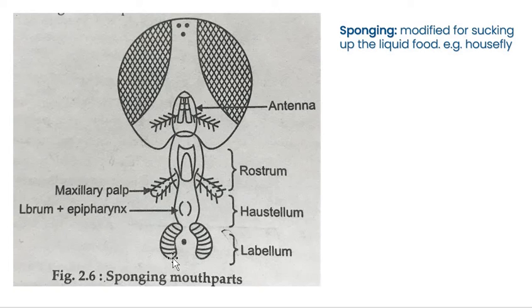We come to its feeding mechanism. Now here the two labellae, as you can see in the diagram, lie retracted upward and backward, but when the fly feeds, they are protracted, they get expanded and placed over the liquid food.